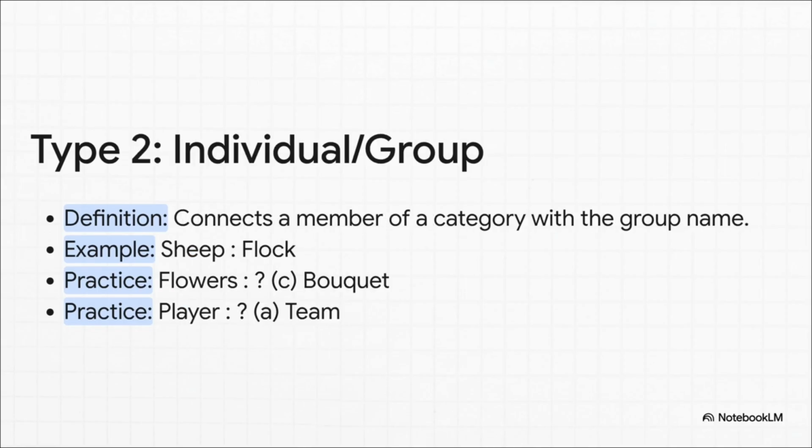All right, next up, individual and group. This one links a single thing to what we call the whole group. Like one sheep is in a flock. So what do you call a group of flowers? That would be a bouquet. Answer C. Makes sense. And a single singer is a member of a chorus. So a player is a member of a team. Answer A. You're getting the hang of this.